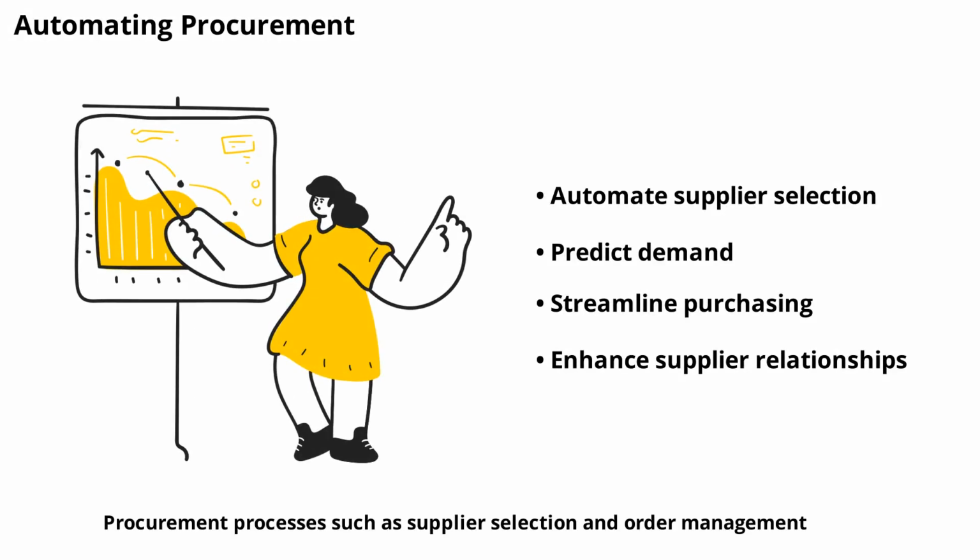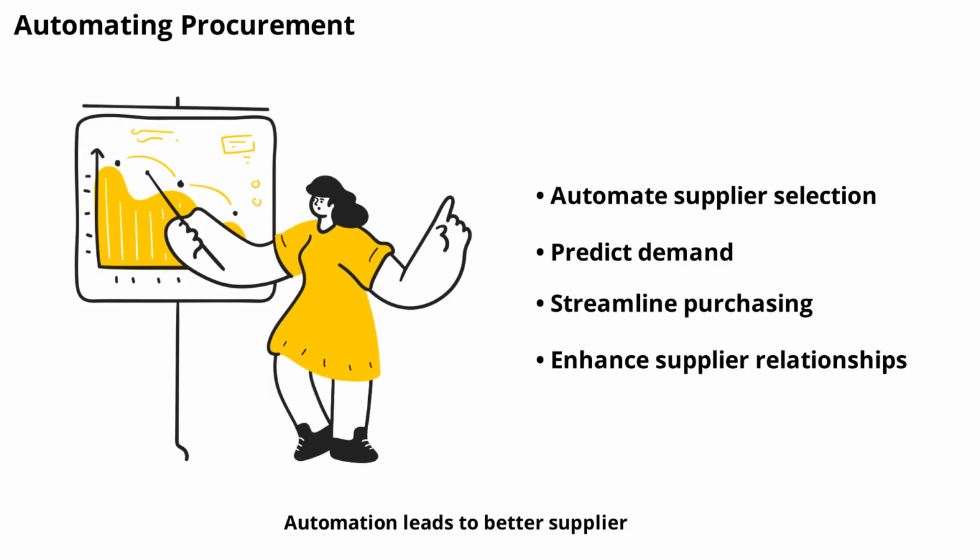Procurement processes, such as supplier selection and order management, can be automated with AI. These systems analyze supplier performance, predict demand, and streamline purchasing workflows. Automation leads to better supplier relationships and more efficient procurement operations.